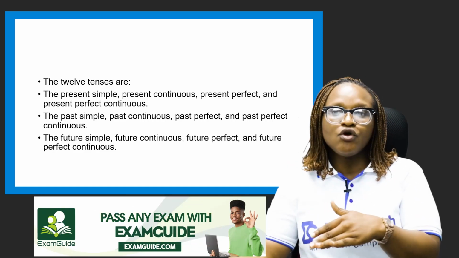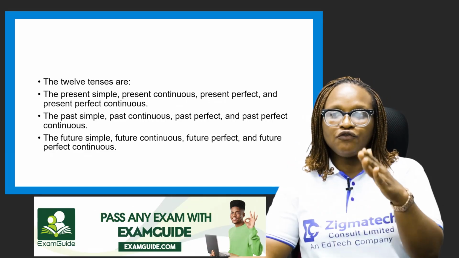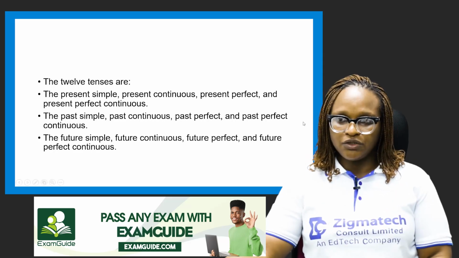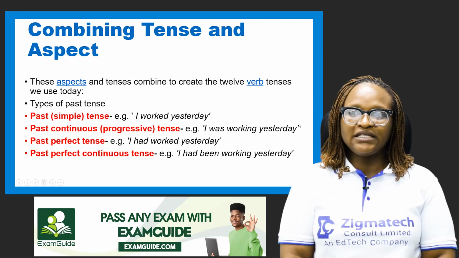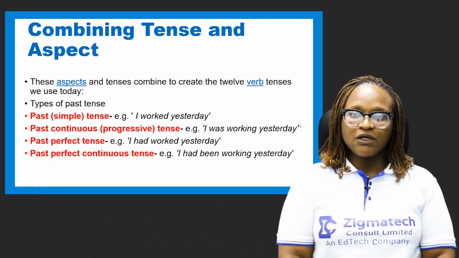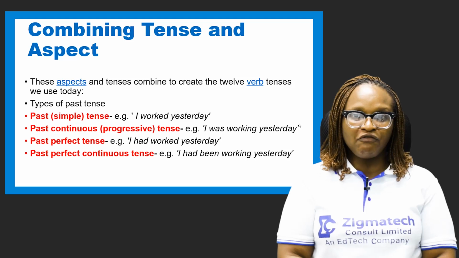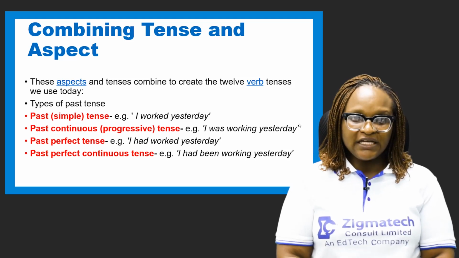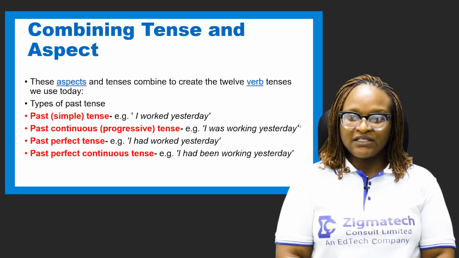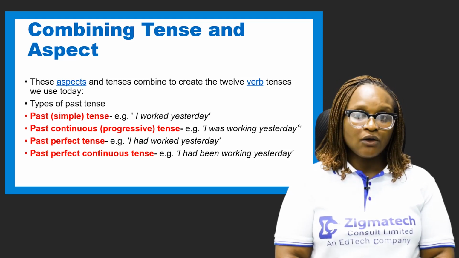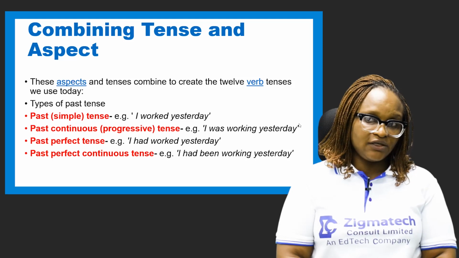Under future simple, we look at future continuous, future perfect, and future perfect continuous. So, combining tense and aspects, these aspects and tenses combine to create the 12 verb tenses we have. These are examples. We have the past tense: I walked yesterday. Past continuous. Continuous is also called progressive.